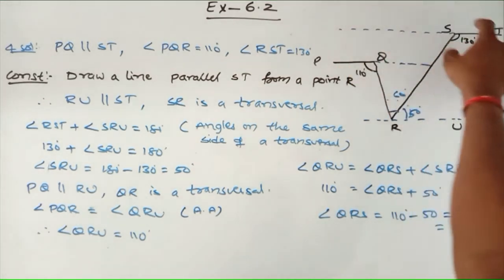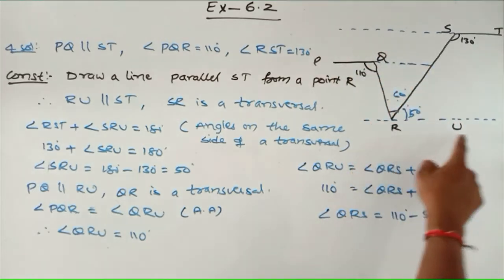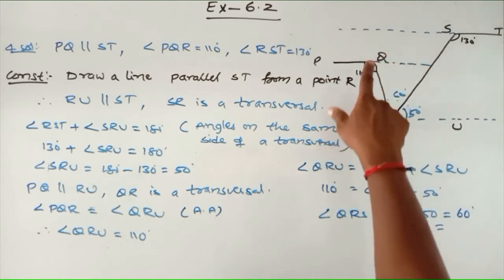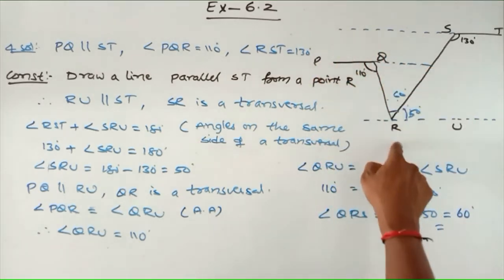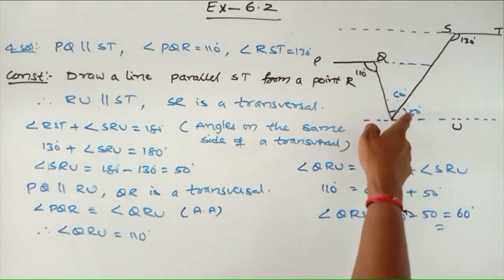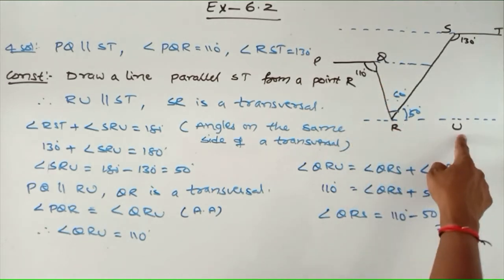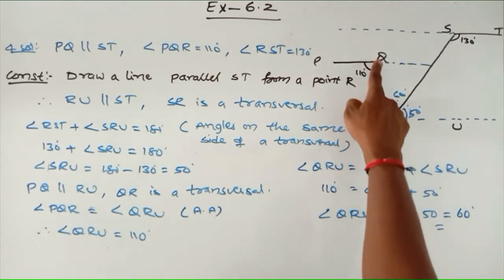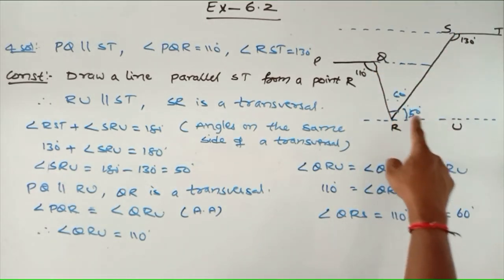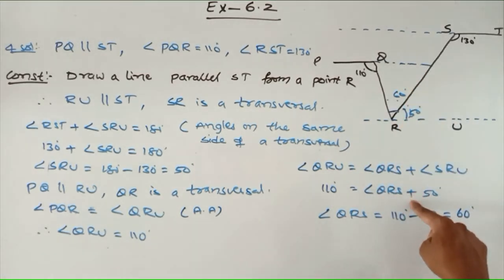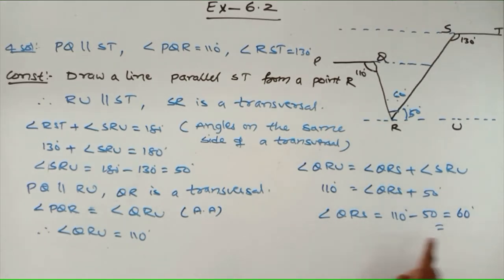Now if PQ is parallel to ST, then automatically PQ is also parallel to RU. If PQ is parallel to RU, then QR is a transversal. If QR is a transversal, then angle PQR is equal to angle QRU because these two are alternate angles. So QRU is 110 degrees, but I need to find angle QRS. So QRU is equal to angle QRS plus angle SRU. So 110 degrees is equal to QRS, which I don't know, plus 50 degrees. When I do the calculation, I get the value of 60 degrees.